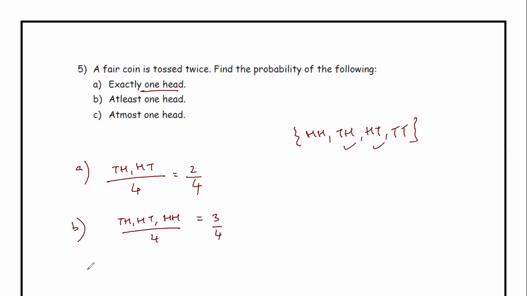Got it? And at most one head. At most one head meaning one head or no heads at all. So that'll be TH, HT, and no heads would be tail tail. So that's again upon 4. So that's 3 out of 4. So remember these words. This is kind of controversial, but yet I just put it in so that you understand that words do matter. So these are common.